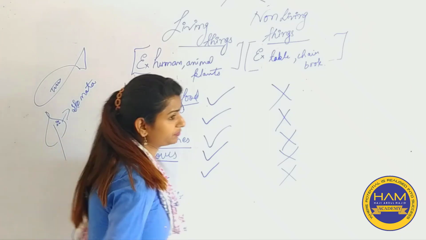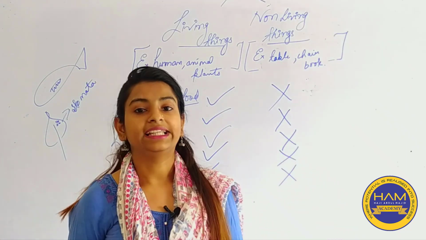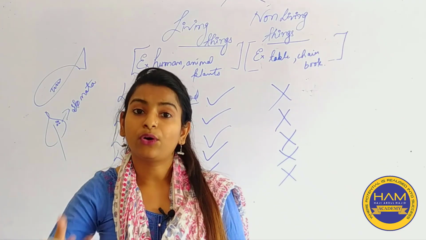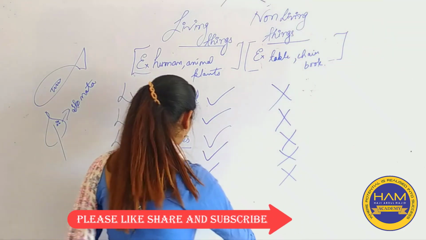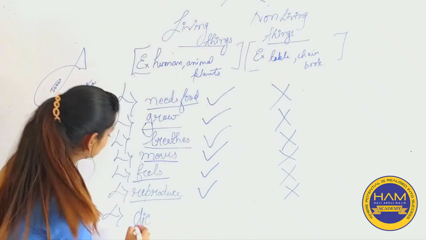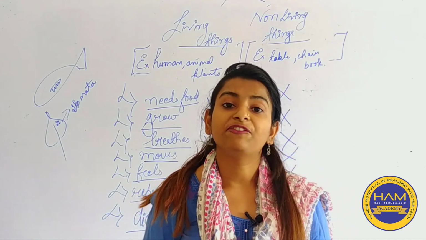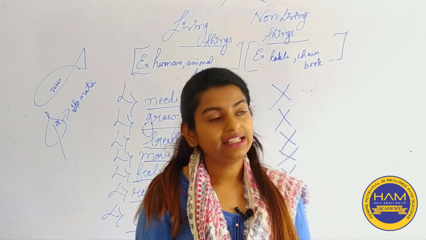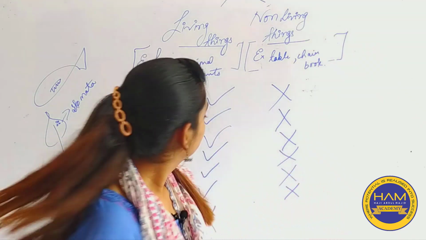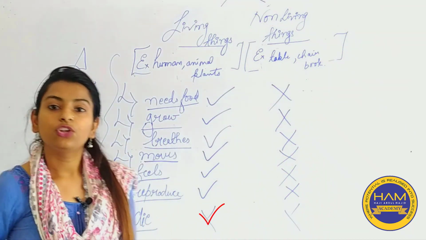Next, reproduce. Every living thing reproduces. Some reproduce by giving birth, some by laying eggs, and plants reproduce by producing seeds that grow into plants. But non-living things don't reproduce. Next, living things die. Every living thing is present for a specific period of time, and when that period is completed, they die. But non-living things were never alive, so they will never die either. So this ends the characteristics of living things and non-living things.